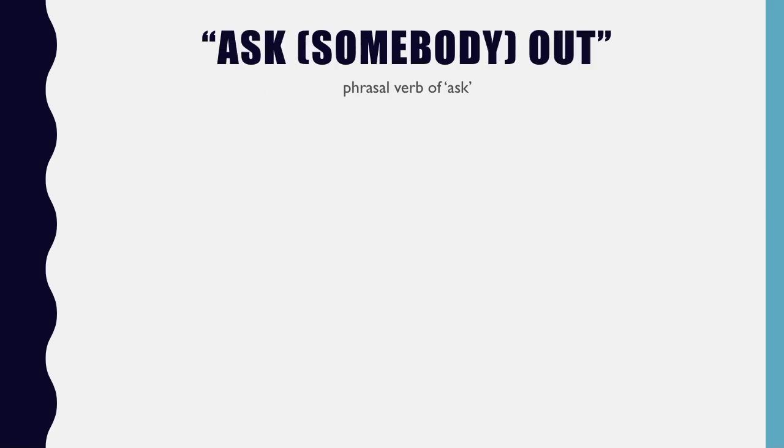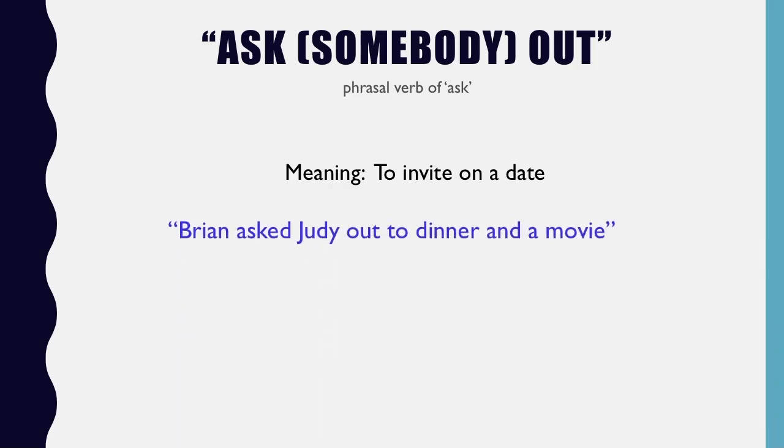Our next phrasal verb is ask somebody out. This is another phrasal verb from the verb ask, and it means to invite somebody on a date. An example of this is, Brian asked Judy out to dinner and a movie. As you might notice in this example, this phrasal verb is separable, so the verb and the particle can be separated, as you can see in the example, Brian asked Judy out. This phrasal verb is also transitive, it does not work without the object.